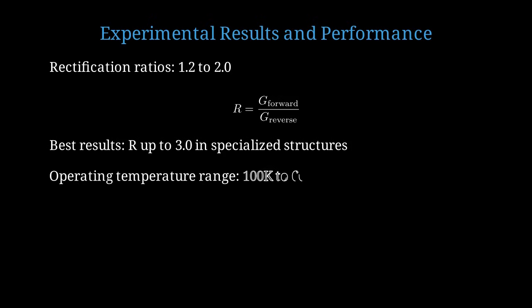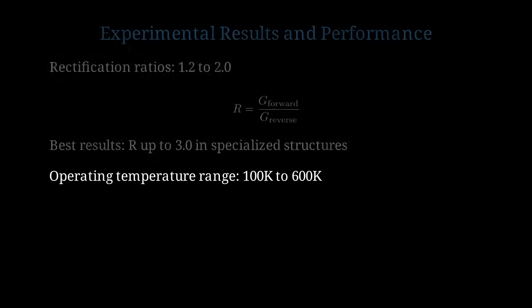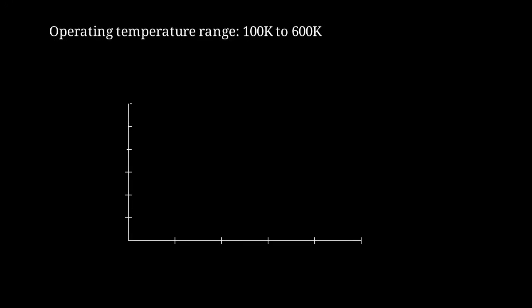These devices typically operate in the temperature range from 100 Kelvin to 600 Kelvin, where nonlinear effects are significant but materials remain stable. Here's typical data showing rectification ratio R versus temperature. R increases with temperature as nonlinear effects become stronger.